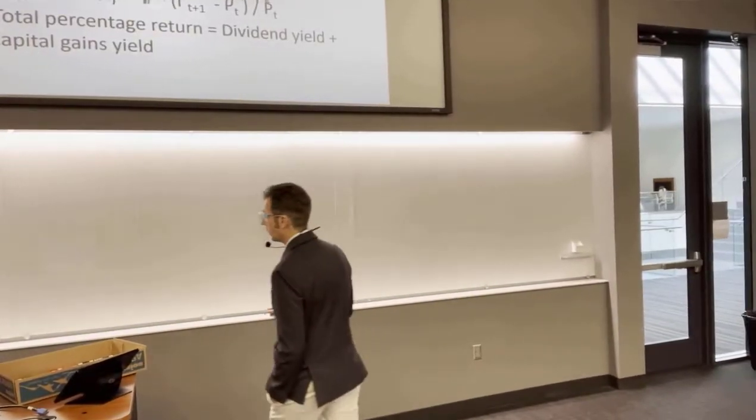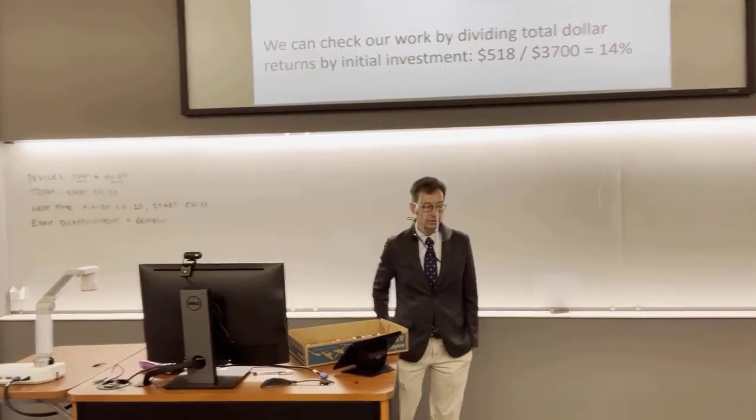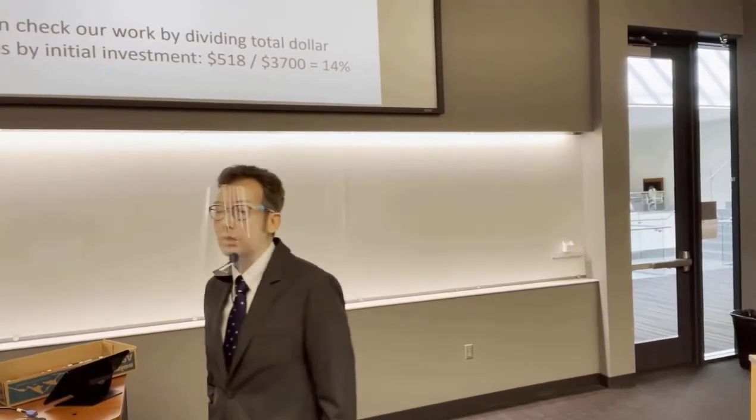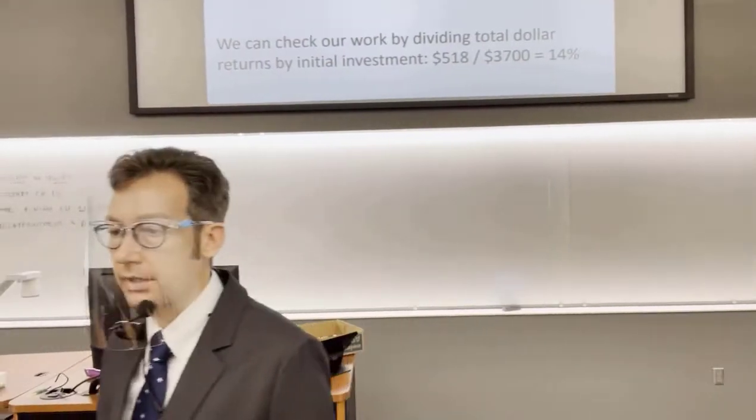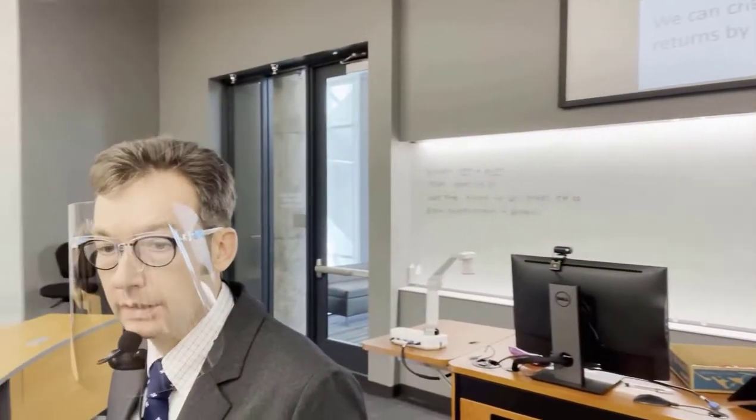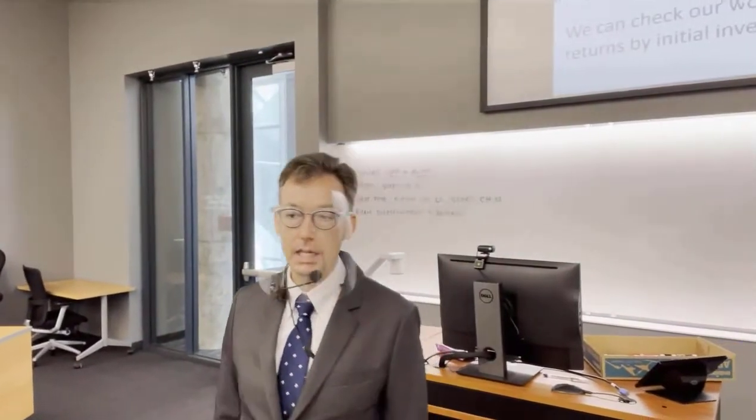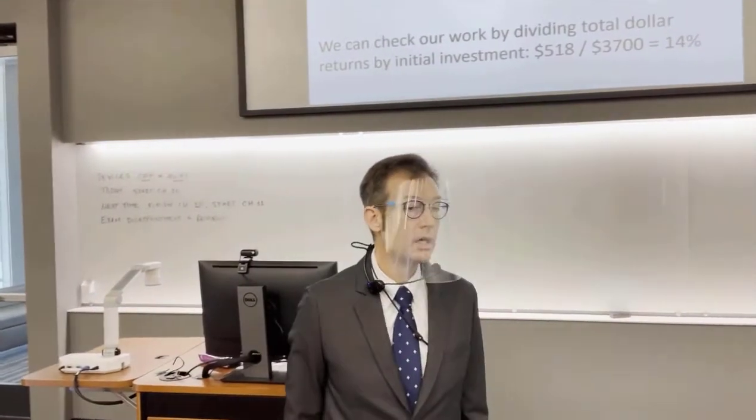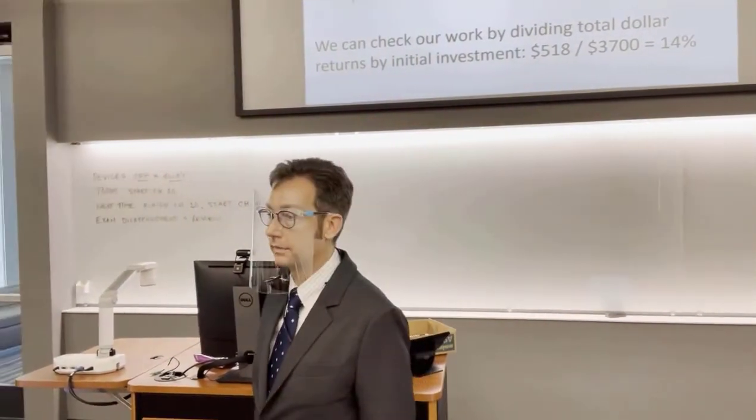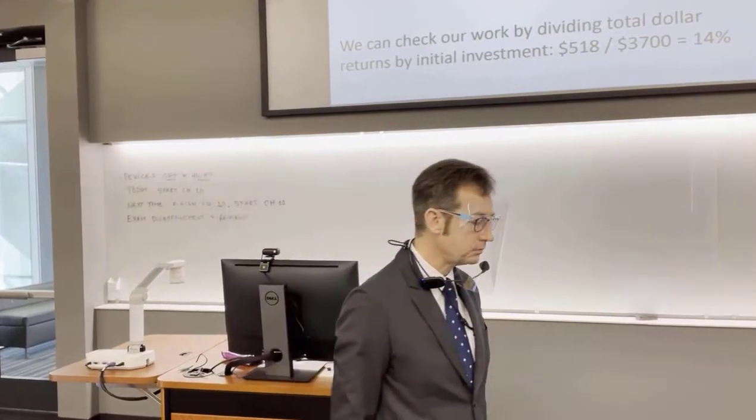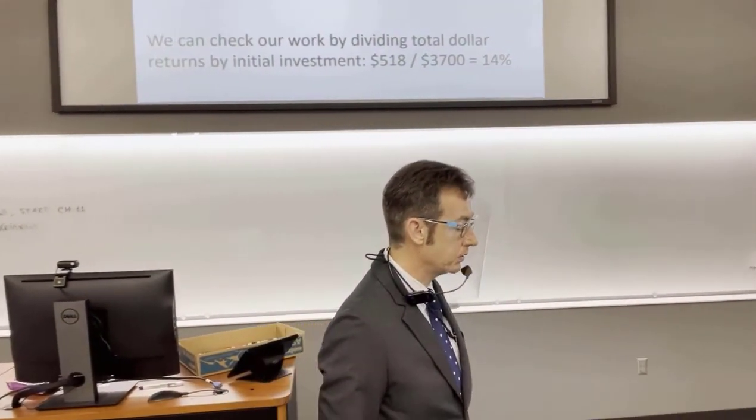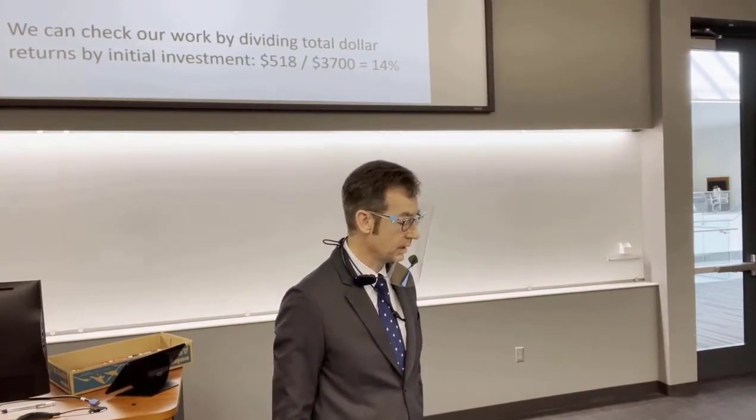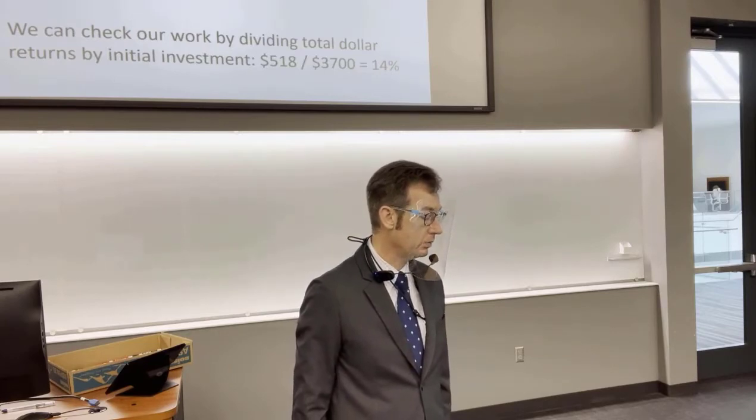Okay, so let's work our example and talk about percentage returns. Our dividend yield, we don't have to multiply by 100 shares on both of these because it would just cancel out. And so we've just got $1.85 divided by 37, which gives us 0.05, which is 5%. We would say that this stock has a dividend yield of 5%. Capital gains yield, we're going to take that growth in the stock price and divide by the original price and come up with 0.09, which is 9%.